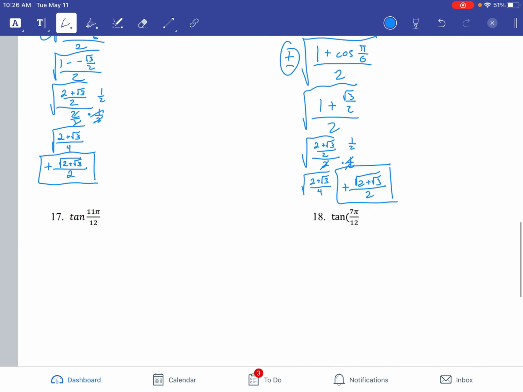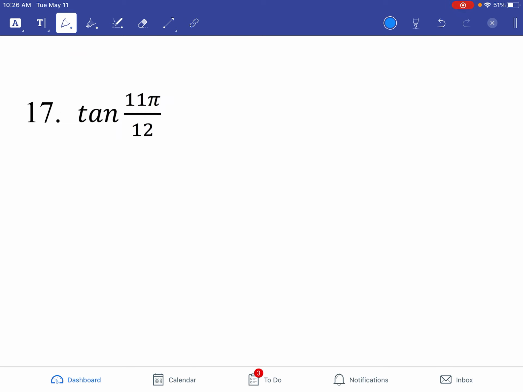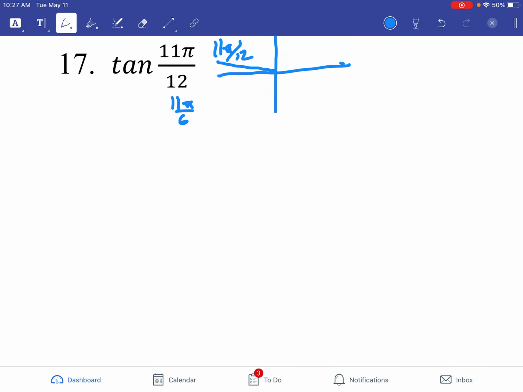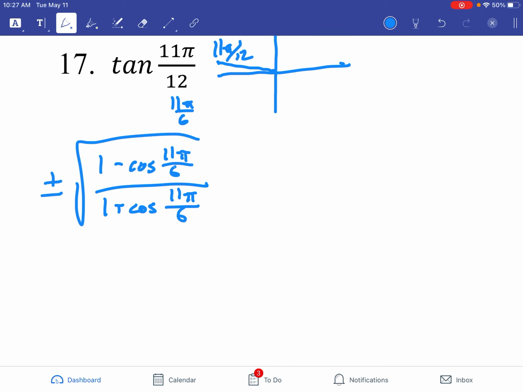All right, now let's look at two tangents. 11 pi over 12, when we look at this, it's going to be over here. We multiply it by 2, we get 11 pi over 6. So our formula for this is 1 minus cosine of 11 pi over 6, divided by 1 plus cosine of 11 pi over 6, under the big square root.